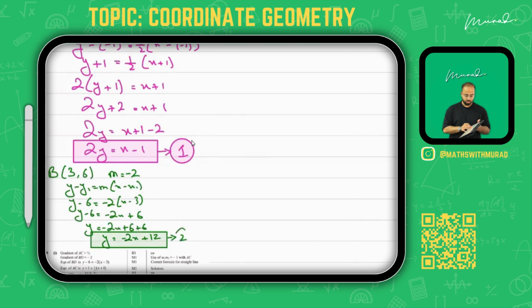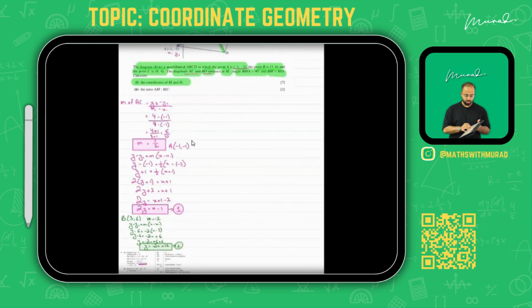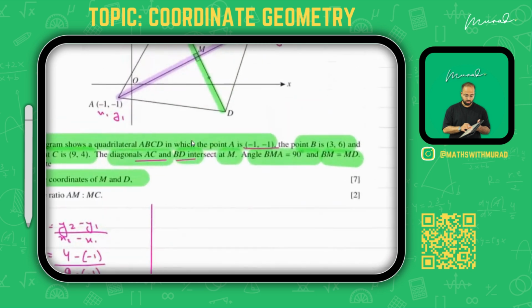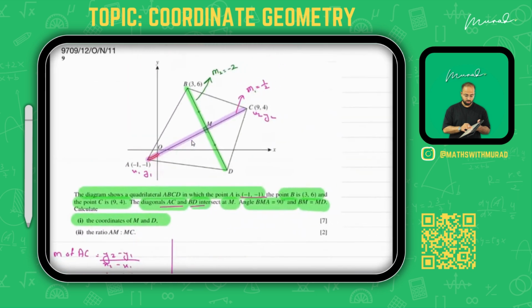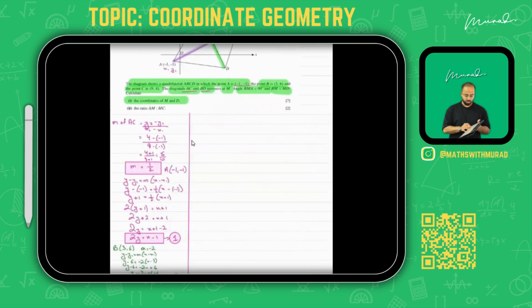So I have got these two equations. Now if I solve them simultaneously, I'll get the coordinates of M, because both of the lines are intersecting at this point. This line and this line are intersecting at this particular point, which is known as M. So I know the equations of these two lines, and I'll be solving them now simultaneously.